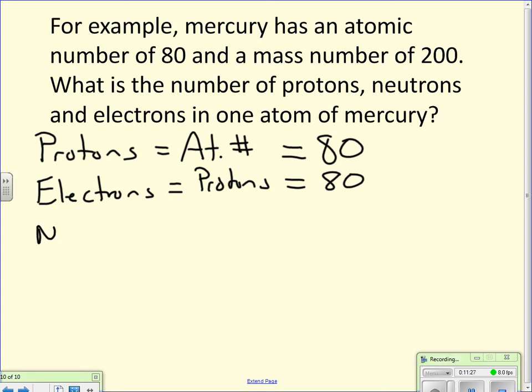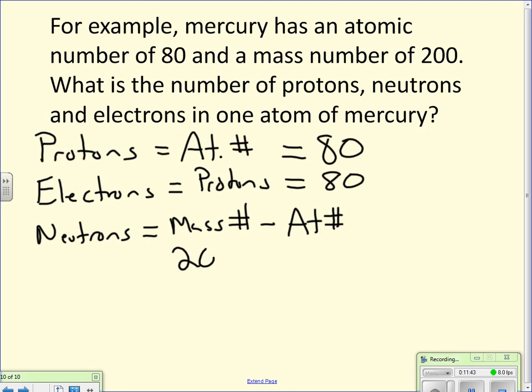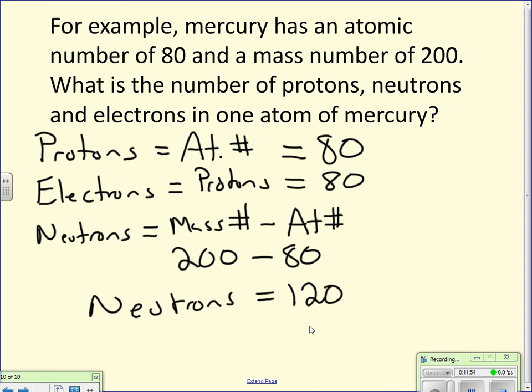And neutrons, to find those, they're equal to the mass number minus the atomic number. So in our example, we have a mass number of 200. We're going to subtract the atomic number of 80, and our neutrons is equal to 120.